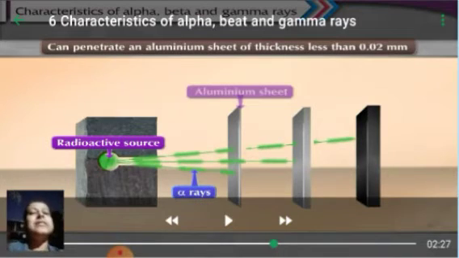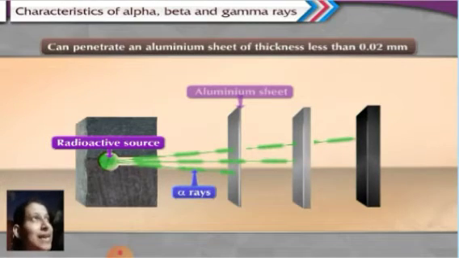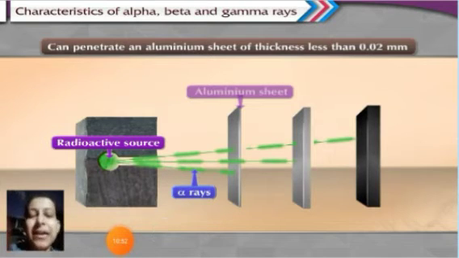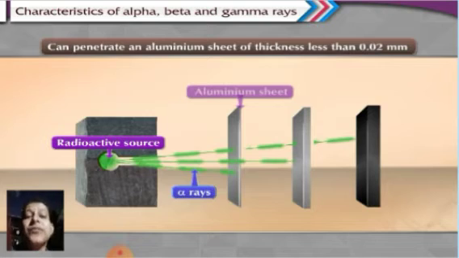Now, how much is the penetrating power? You see that alpha rays have around 1/20th to 1/5 times the velocity of light. If you calculate, 1/20th will be around 15,000 and 1/5 will be 60,000. So 15,000 to 60,000 kilometers per second is the velocity of alpha rays, and accordingly it will have penetration. Since it has lesser velocity compared to the beta rays, it can penetrate only an aluminum sheet of thickness less than 0.02 millimeters, very less.